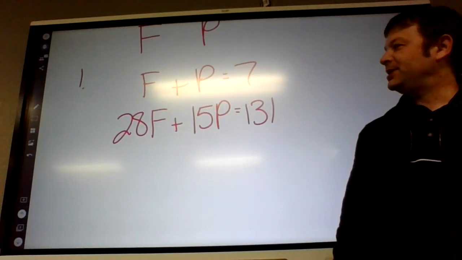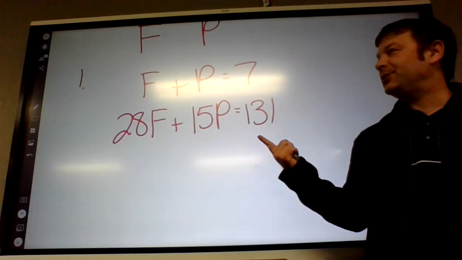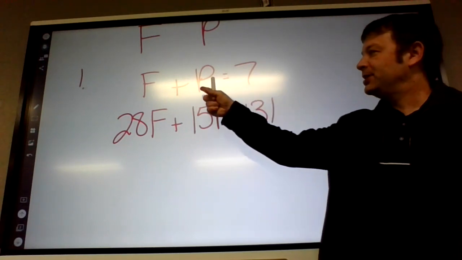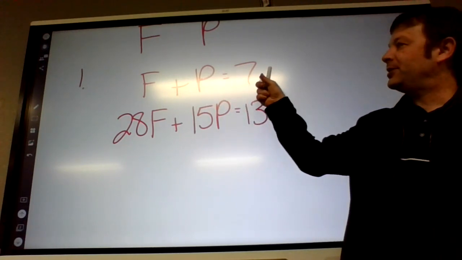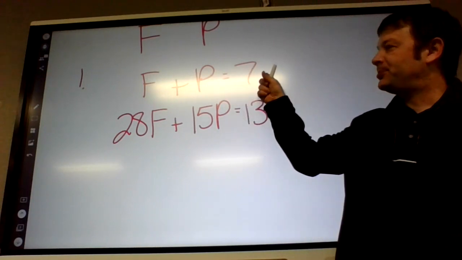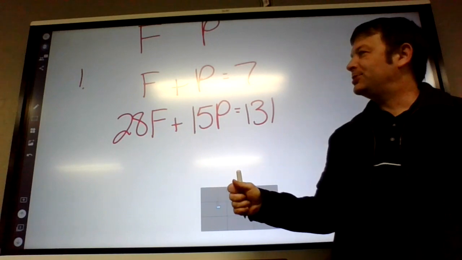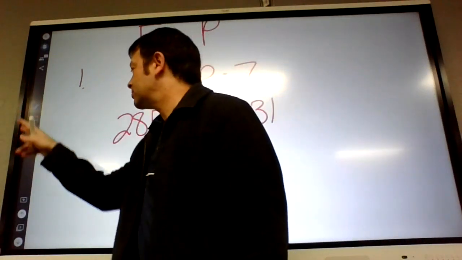All right, what do you guys think's the easiest? If you like substitution, you could do it. You could subtract P. I don't like substitution as much. You could subtract the P value and F would equal 7 minus P, and then you could replace F with 7 minus P. How would we use elimination? That's what I'm going to do.